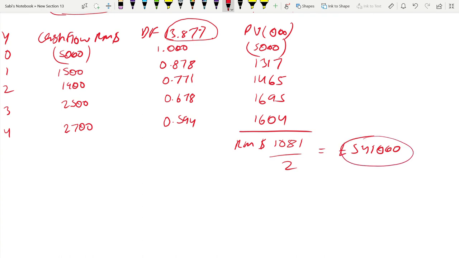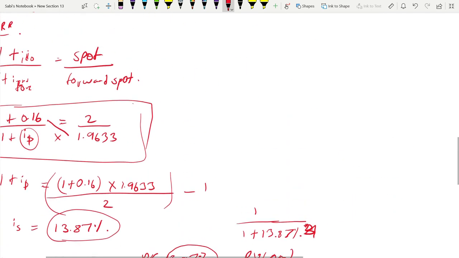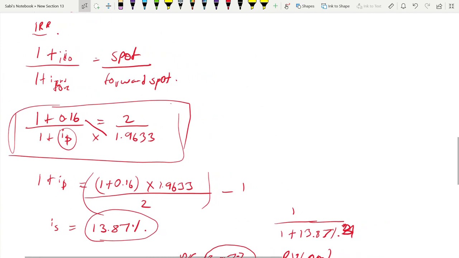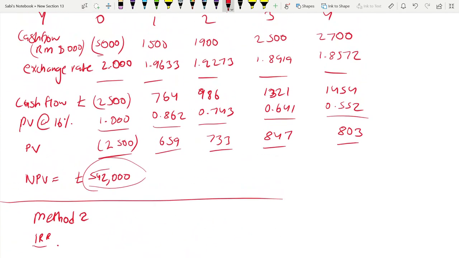If you see this method 2, 541. And method 1, what was the present value using method 1? 542. So the difference is only very small. And that difference is due to rounding. If you use the exact number without rounding, you will get exactly the same net present value. But it's okay. In the exam, you will not be doing both the methods. Don't waste time to see whether you are getting the same answer or not. Don't be foolish. So that's it for this.